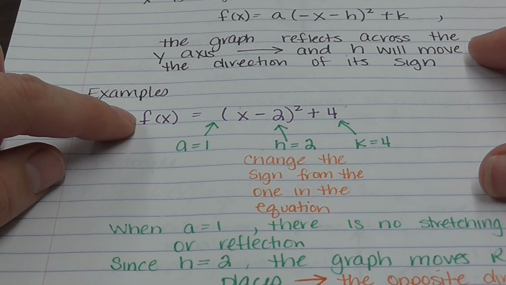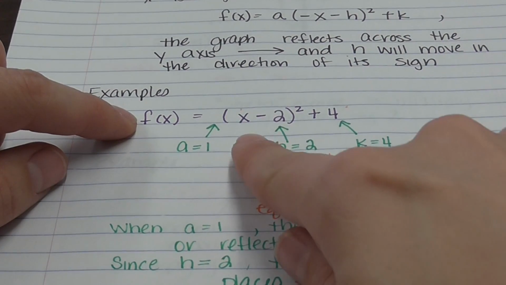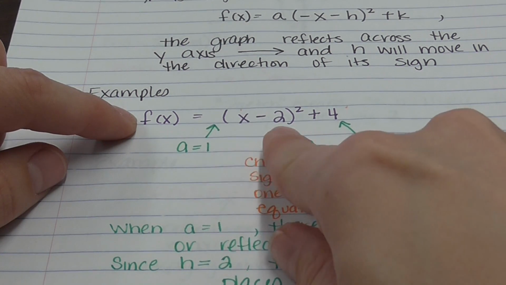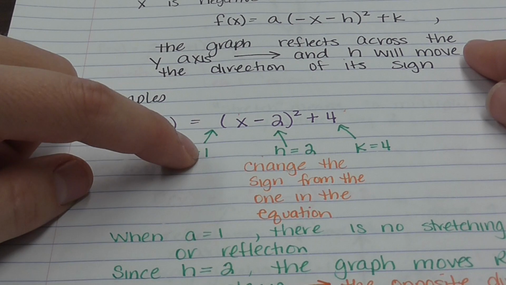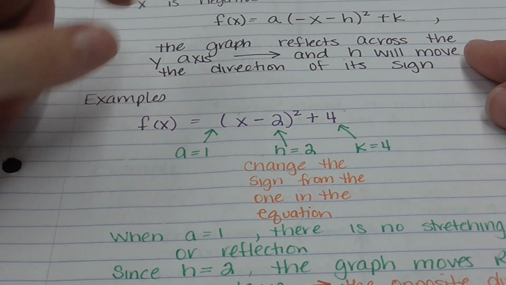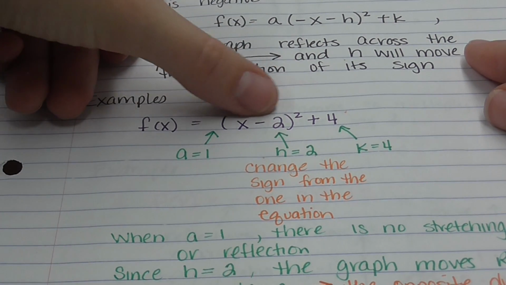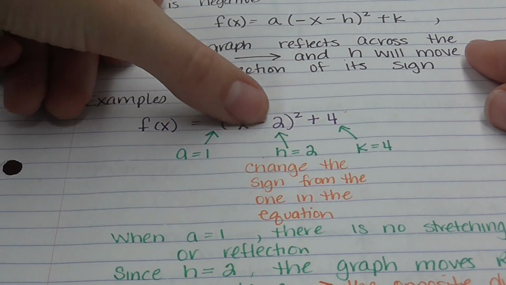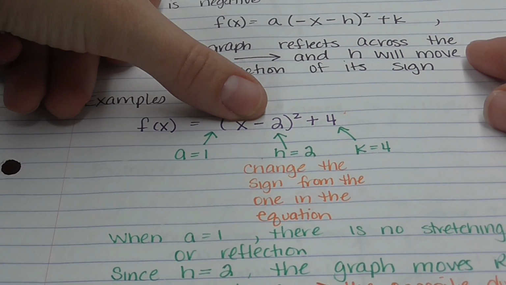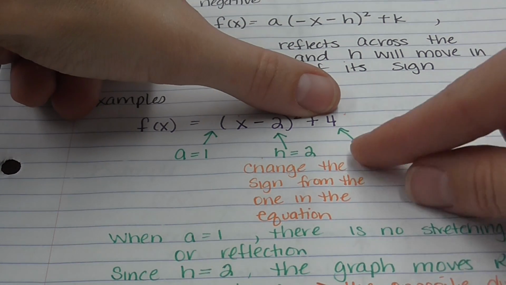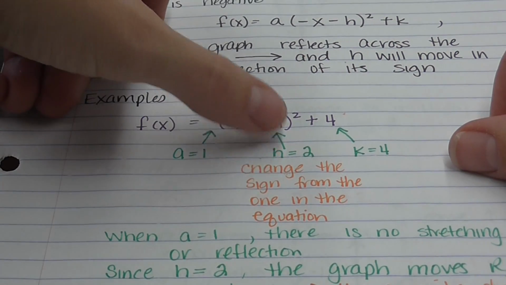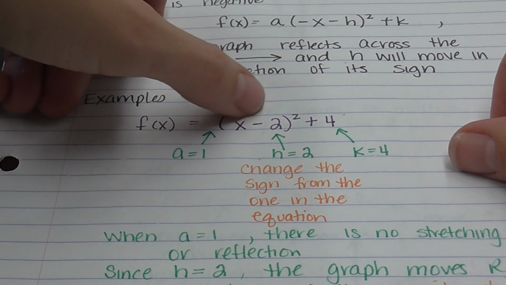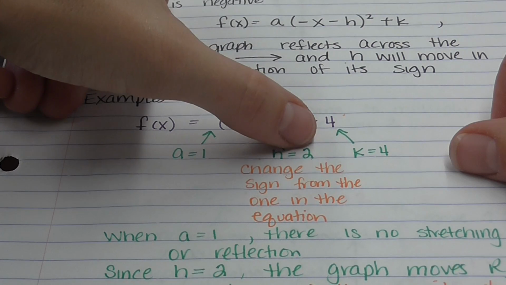So in the function f(x) = (x − 2)² + 4, there is nothing written in the a spot, so a is going to equal 1. Right here we've got negative 2, so h, in this case, is negative inside the equation, meaning it moves to the right 2. And then we've got a positive 4 on the end, so k is going to equal 4. So for h, you've got to change the sign from in the equation to out of the equation. So h is not negative 2, but positive 2.